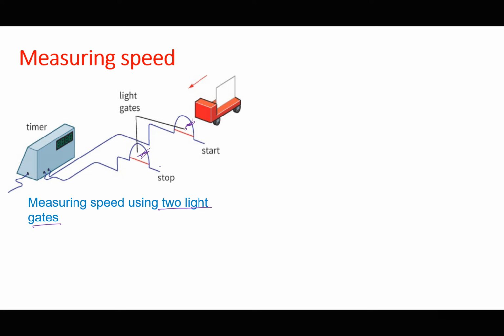So what I need is to measure the distance between the two points where the light gates have been placed, and this is going to be D. The timer will give me the time, and of course I'll calculate the average speed from the distance, which is the distance between the two light gates, divided by the time.